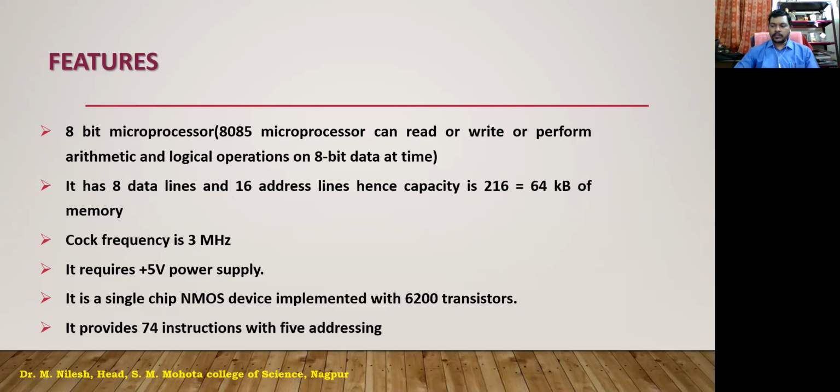The clock frequency is 3 megahertz, and it requires a plus 5-volt power supply. It is NMOS technology, having around 6,200 transistors inbuilt inside it, and it provides around 74 instructions with 5 addressing modes. So this is what the features were.